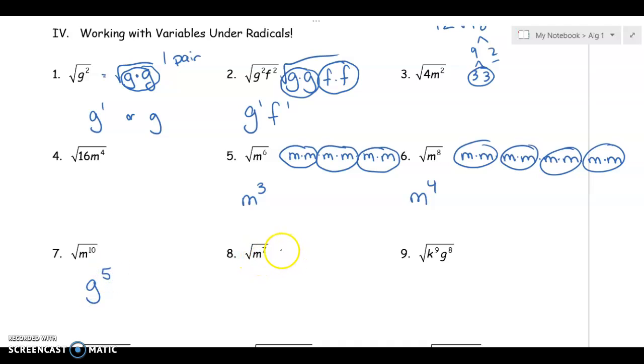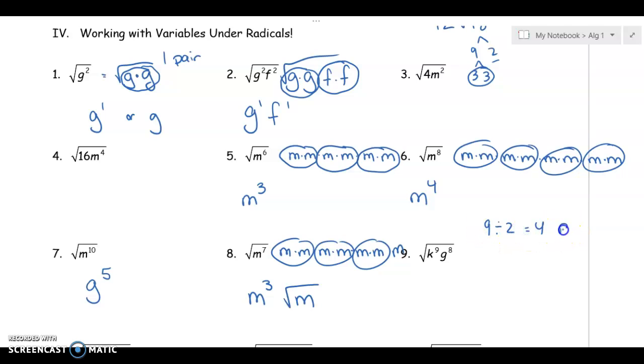For this one, you're going to have 7 m's, and again, you don't have to write it all out if you don't want to. With this one, you're going to end up with 3 pairs and 1 leftover. 3 pairs would be m to the third, and the leftover stays under the radical. So you're essentially dividing by 2, and the leftover goes under the radical. 7 divided by 2 is 3 with 1 left over. K to the 9th, if you take 9 and divide it by 2, you're going to get 4 with 1 left over. 4 times 2 is 8, plus 1 more is 9. So it's going to be 4 for our new exponent, and then there's 1 left over.